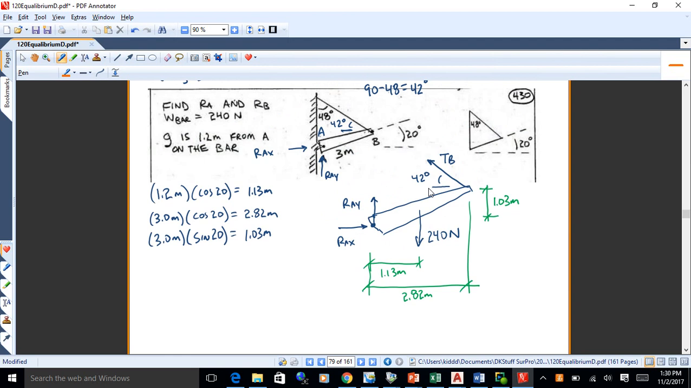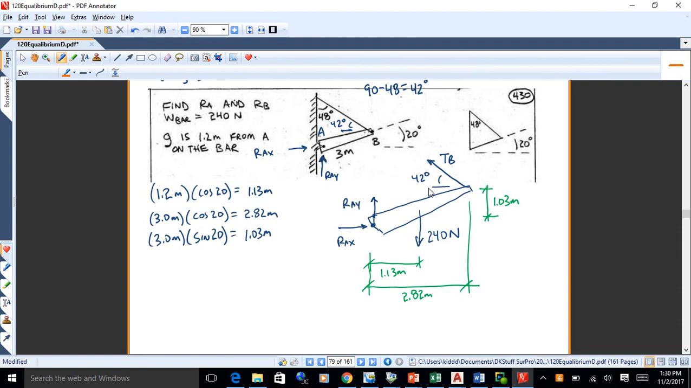Okay, now I got 1.13, I got 2.82, and I got 1.03. Are those okay? And see, I saw some of you doing moment equations. Just get those dimensions first would be my suggestion.